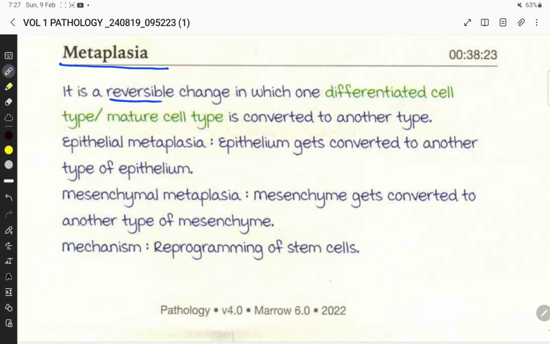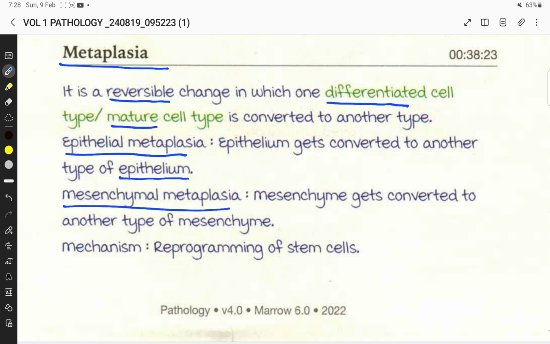Metaplasia is a reversible change in which one differentiated or mature cell type is converted to another type. In epithelial metaplasia, epithelium gets converted to another type of epithelium. In mesenchymal metaplasia, mesenchyme gets converted to another type of mesenchyme.